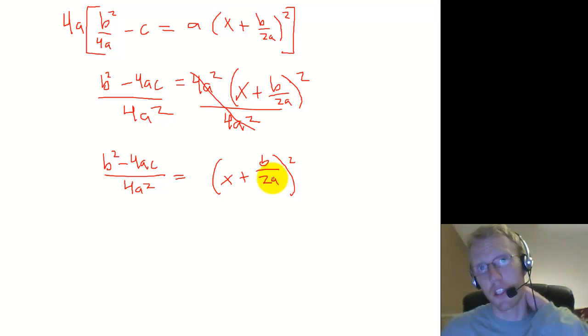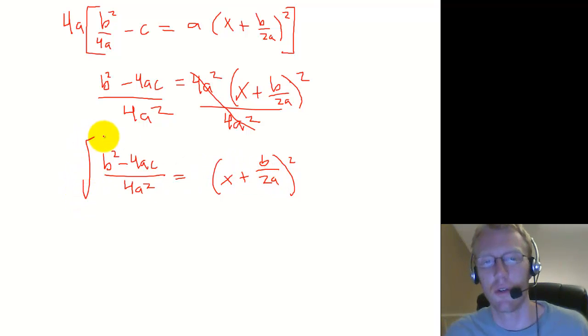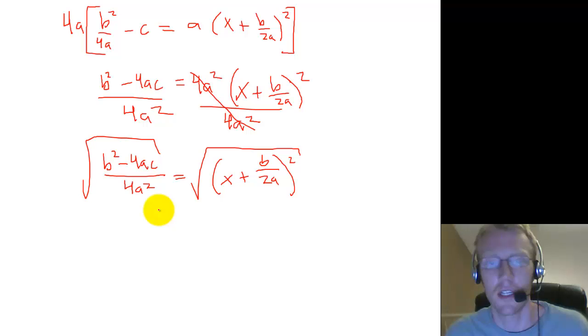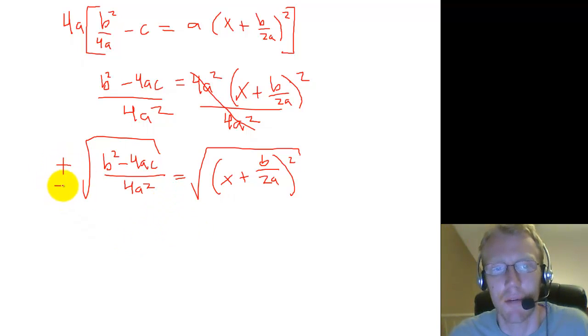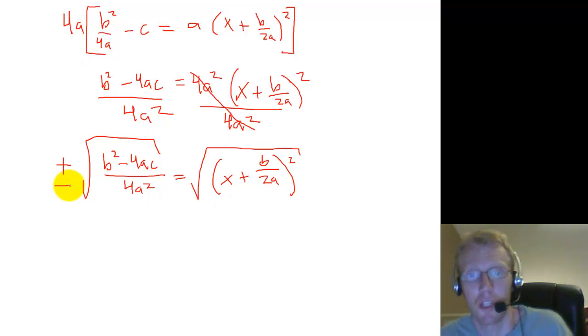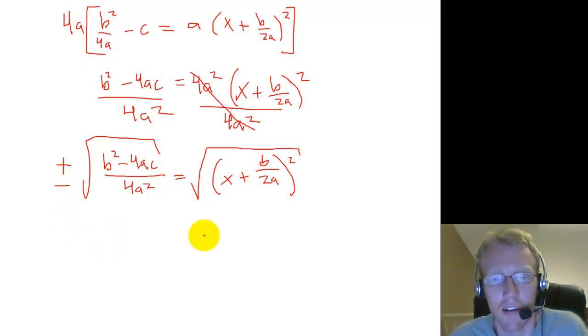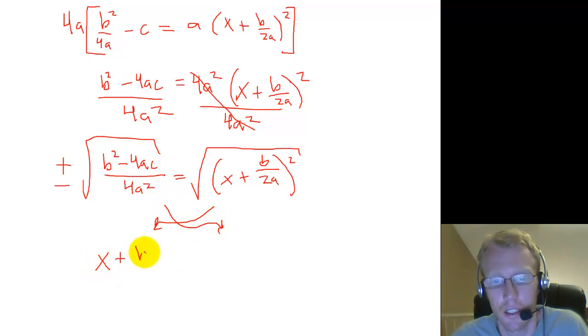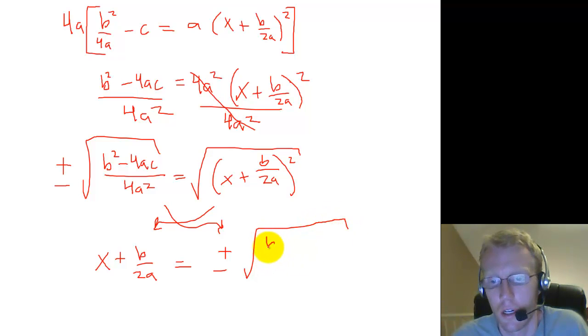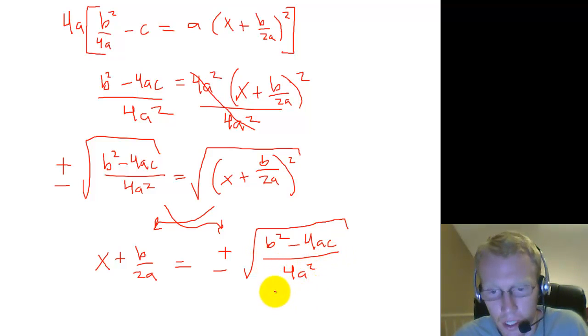Now we've got the squared part by itself, so we learned we can take the square root of both sides, and either branch it or put a plus or minus in the front. Since it's just a variable, not a number, I'm just going to put the plus or minus in front. Now I'm going to switch the order of these two sides. So we've got x plus b over 2a equals plus or minus the square root of b squared minus 4ac over 4a squared. Okay, we're almost done.